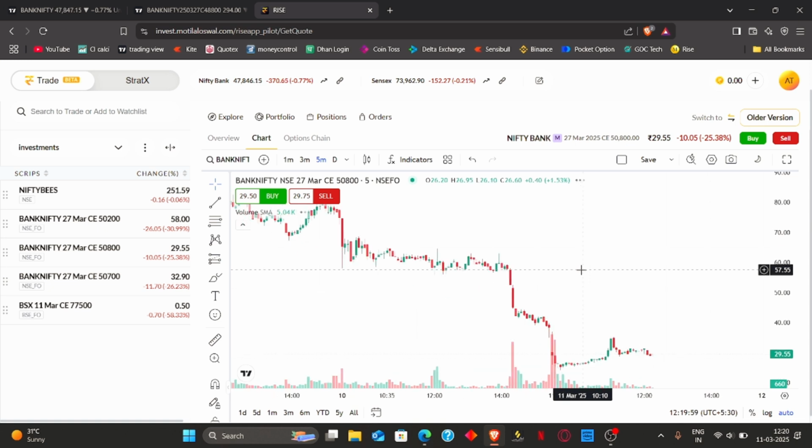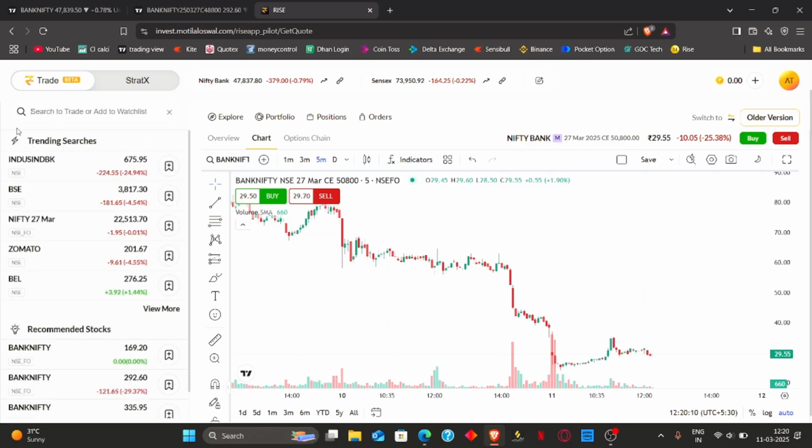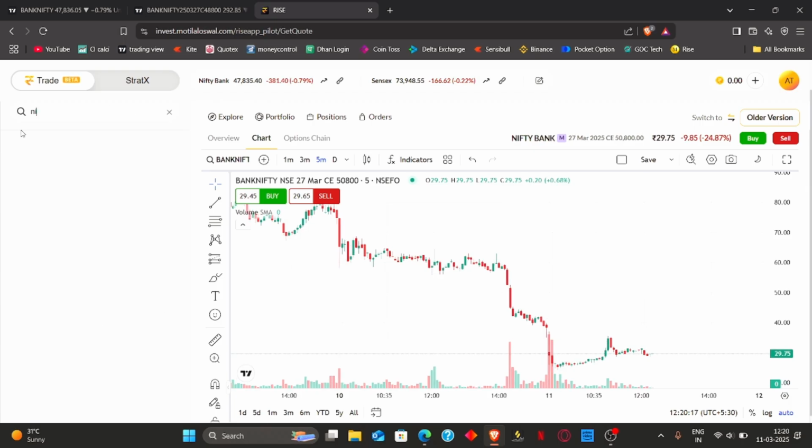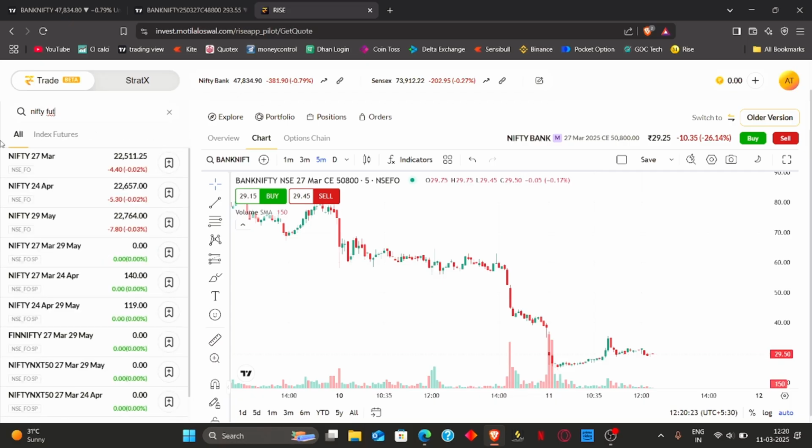So what are futures and options? We'll go through that as well. First, let me show you how to put up the charts of futures and options in a brokerage account. In the search bar, if you want to search for derivatives in NSE, we are going for Nifty futures, which is the first type of derivative that we see. So here you can see Nifty 27th March, 24th April, May. These dates that are being shown over here are the expiries of these futures contracts.